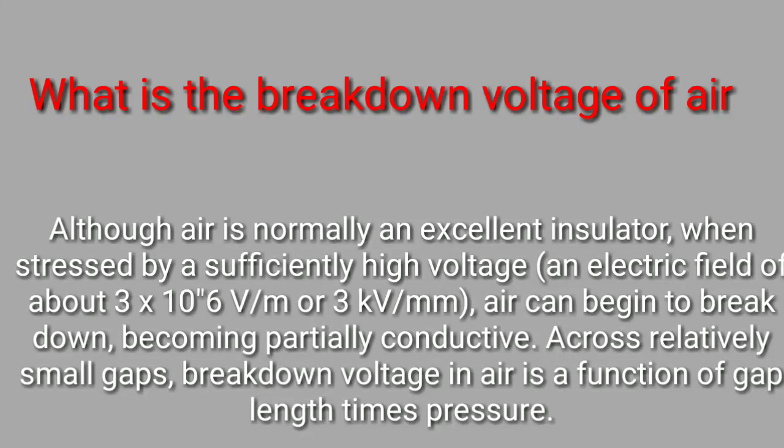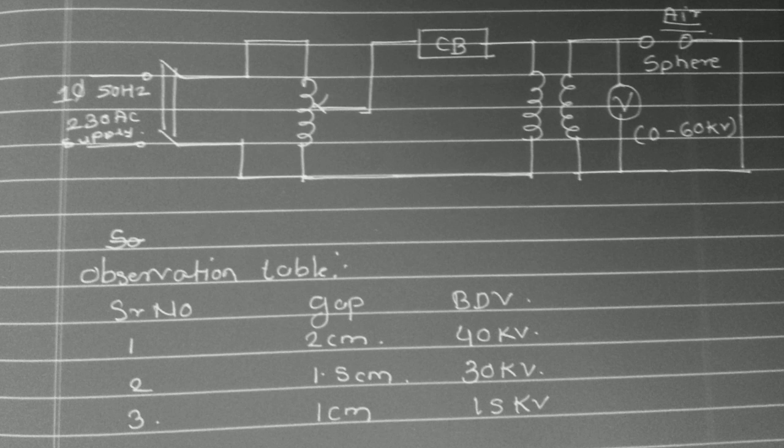Although air is normally an excellent insulator, when stressed by a sufficiently high voltage, an electric field of about 3 by 10^6 volts per meter or 3 kilovolts per millimeter, air can begin to break down, becoming partially conductive. Across relatively small gaps, breakdown voltage in air is a function of gap length times pressure. This experiment is about checking the breakdown voltage of air.